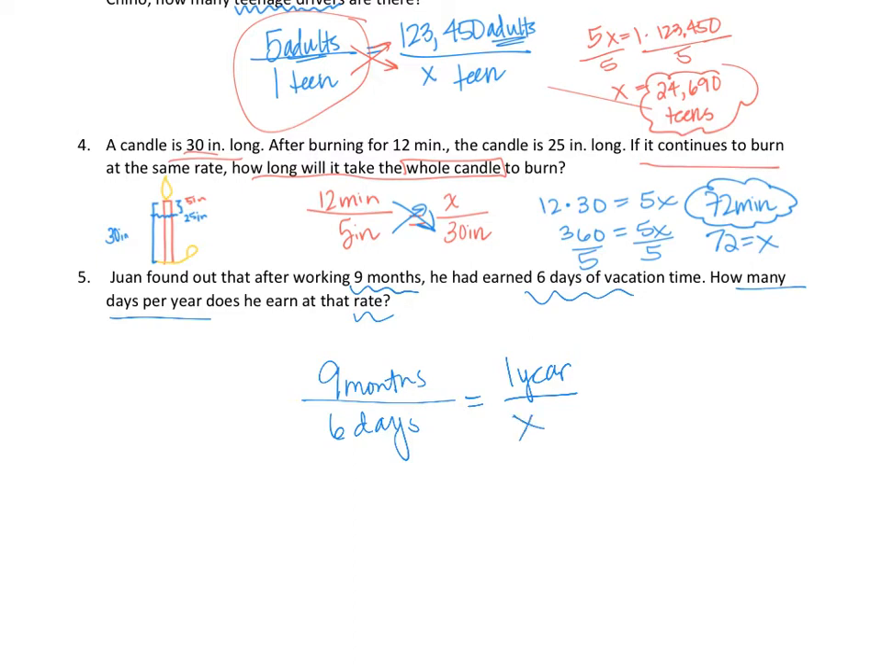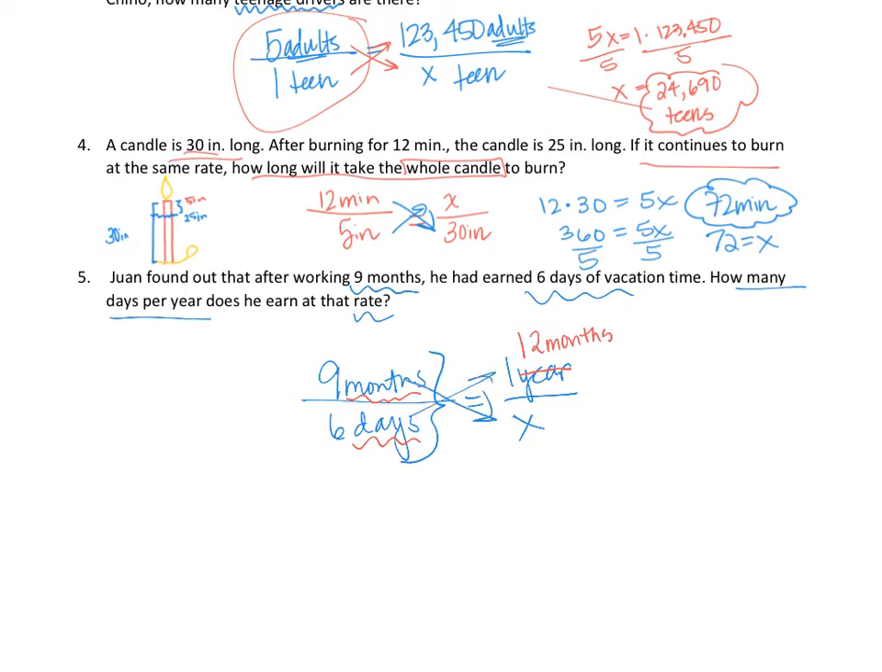Now, one thing to make sure you pay attention to is when you're writing your ratio, we need to think about what our units are. So these are in months to days earned. And so I want to replace the year with months. So then this will be 12 months. So then when we go to solve it, it should make a little bit more sense.